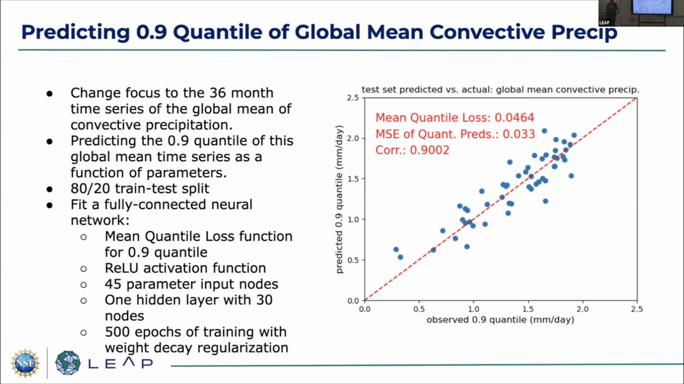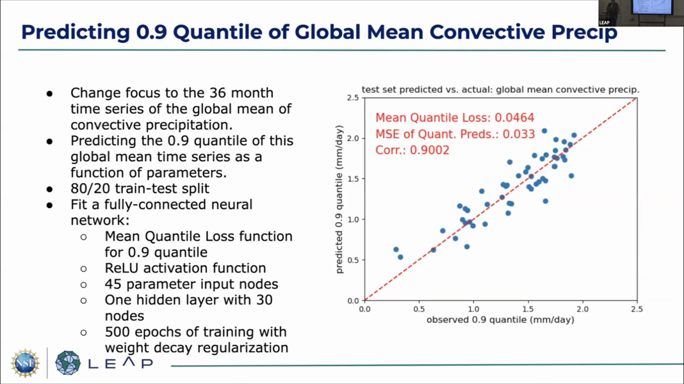I did an 80-20 train test split on the ensemble members and then fit a fully connected neural network with the mean quantile loss function set at the quantile 0.9. And on the right, you have the results on the test set. So on the y-axis are the predicted values, and on the x-axis are the observed 0.9 quantiles for the global mean of these ensemble members.